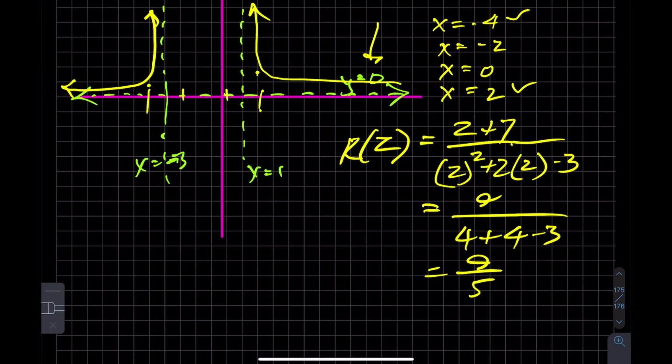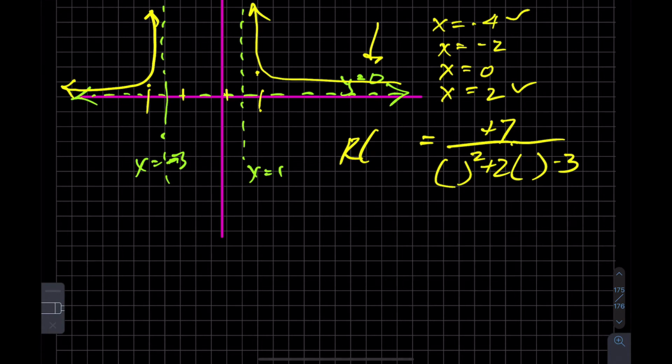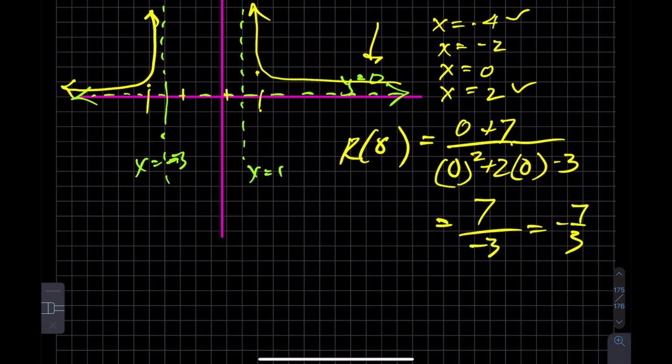Now let's do 0, because that one's easiest of the remaining 2. And so let's do that. X equals 0, 0, 0, and 0. And so I get 7 over negative 3. That's negative 7/3. I really need to know whether it's above the horizontal axis, the horizontal asymptote, or below the horizontal asymptote, which happens to be y equals 0. So that one's negative. So at 0, I have this negative 7/3. It's really down here, I guess.